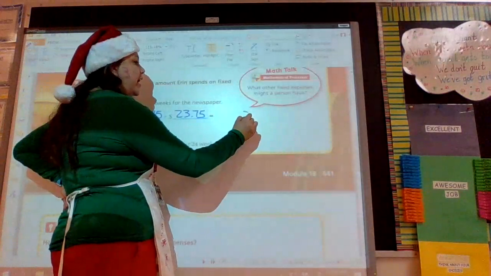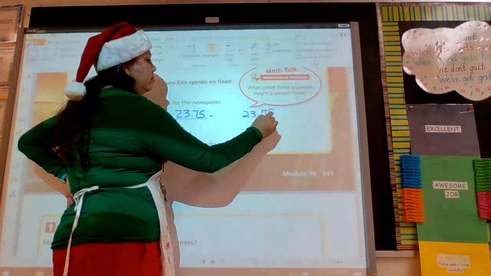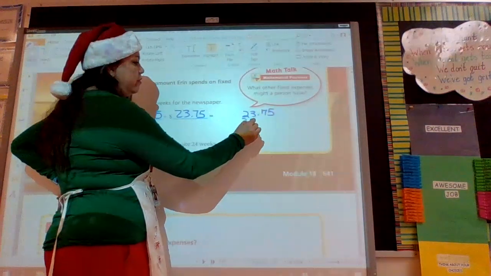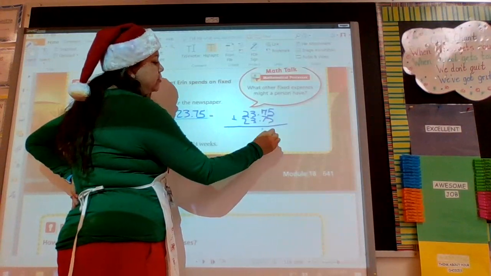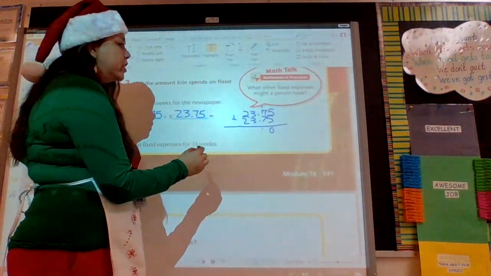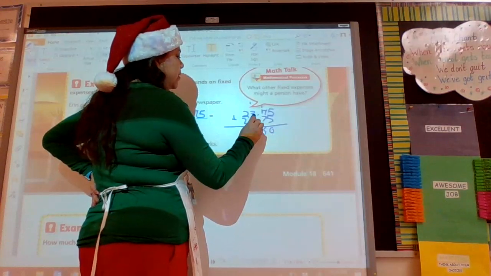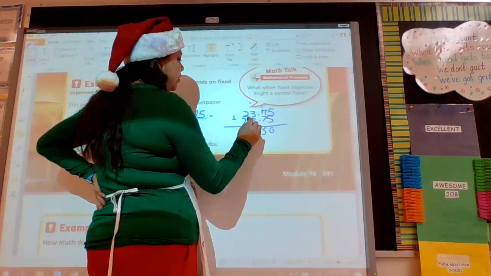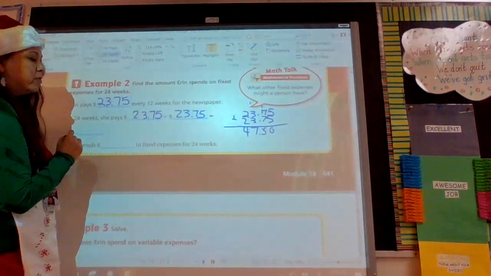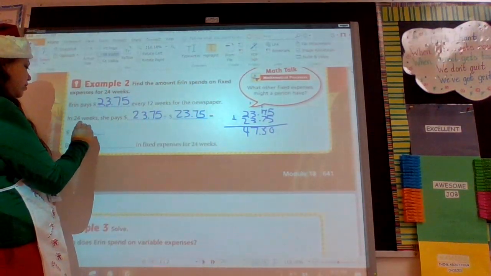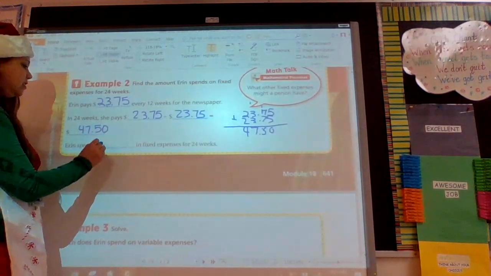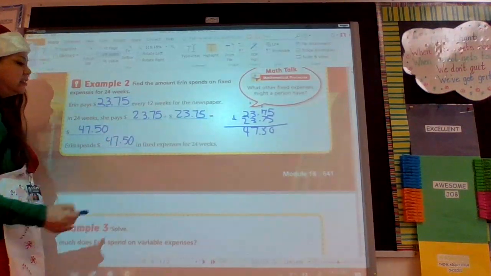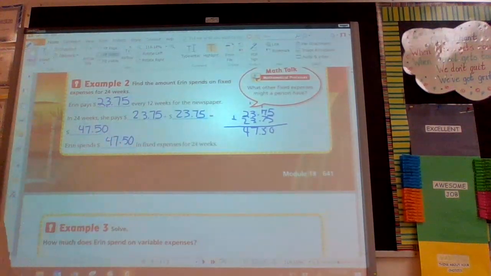Now remember, when we're adding money, we line them up by our decimal point and place value. And we bring the decimal down and we add. 5 plus 5 is 10. 7 plus 7 is 14, plus 1 is 15. 3 plus 3 is 6, plus 1 is 7, 2 plus 2 is 4. So we get $47.50. So Erin spends $47.50 on fixed expenses for 24 weeks.